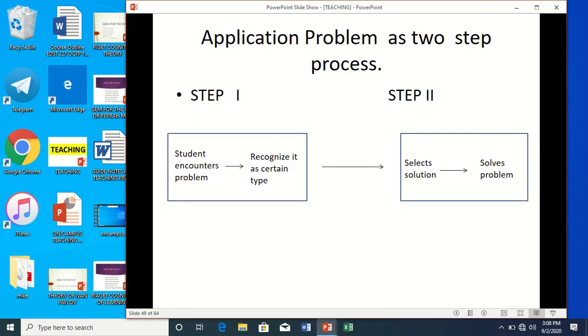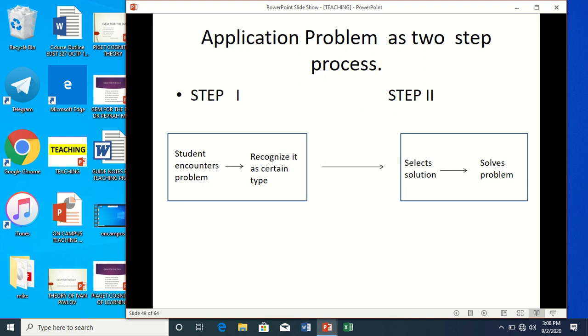Application problem as a 2-step process. The student encounters a problem, step 1. Then the child is able to recognize it as a certain type of problem. So he goes to step 2 and selects the solution. And then he solves the problem. So the application stage goes through this 2-step process.